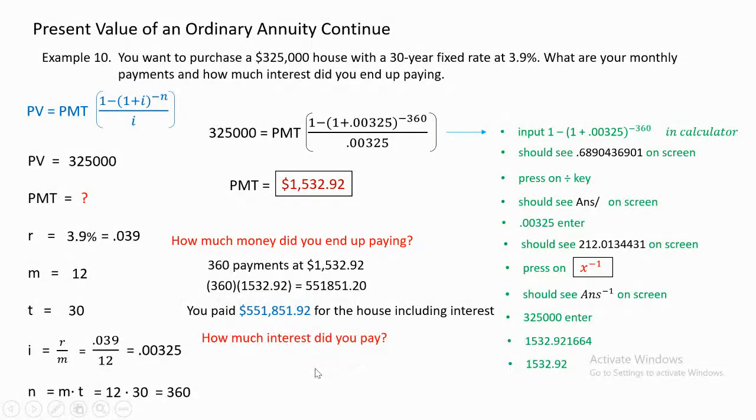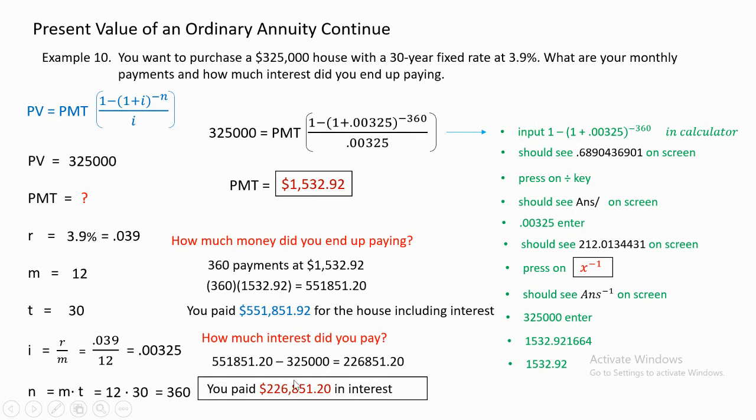So how much interest did you pay? Okay. So we subtract the original amount from the $551,851, right? So we get $226,851.20. So you end up paying that much extra, which is a little bit over $250,000.